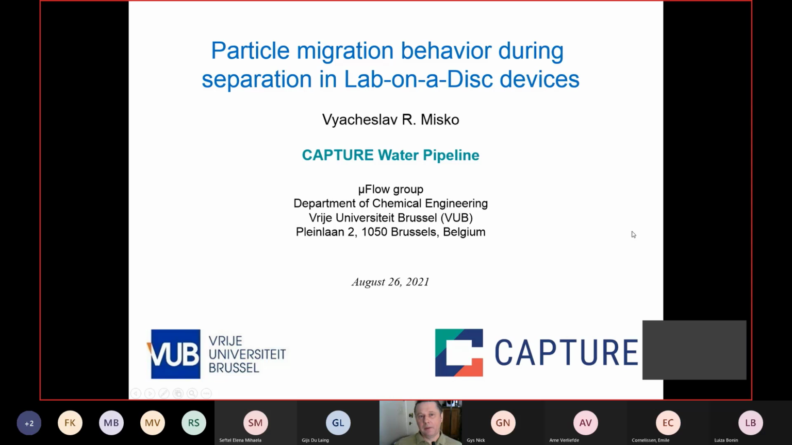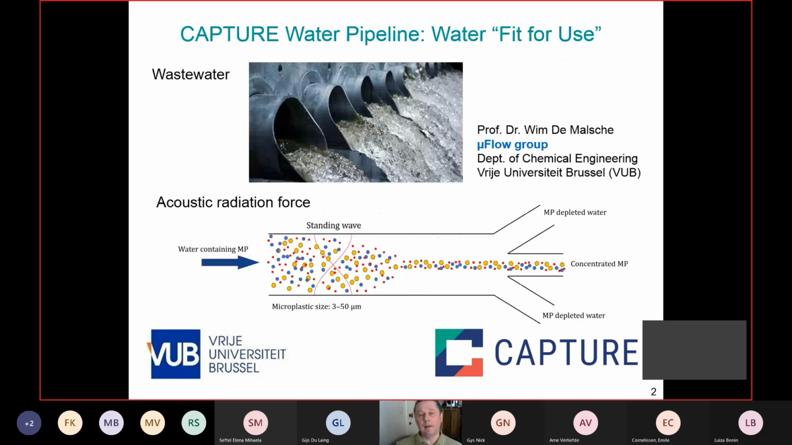I will talk today about particle migration behavior during separation in a lab-on-a-disk device. I represent the Microflow group, the Department of Chemical Engineering of the VUB, and the program of the group, headed by Wim De Malsche, is the water pipeline, water fit for use.